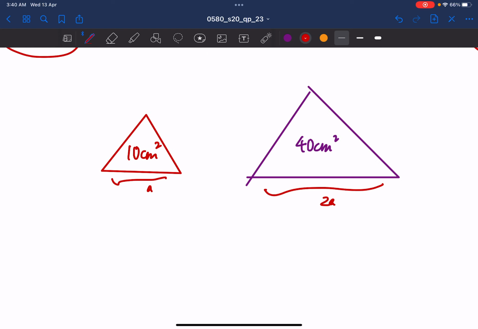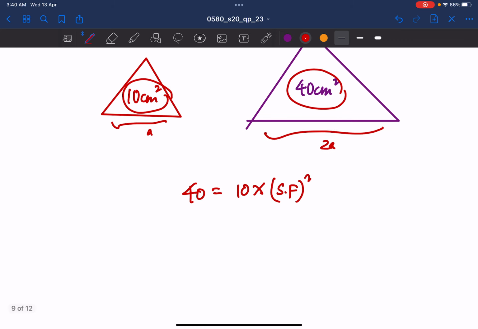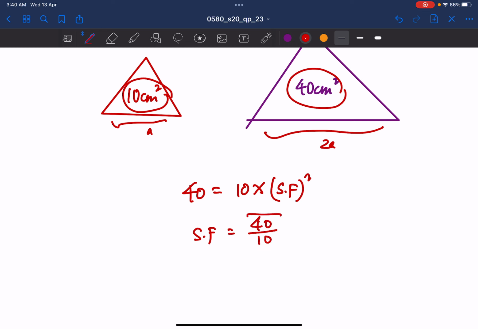How do we know, right? Because we know that this 40 cm² should be the original times the scale factor SF to the power of 2. So the scale factor equals 40 divided by 10, take a square root. So the square root of 4 is 2. Okay, so if this is A, this is twice of A.